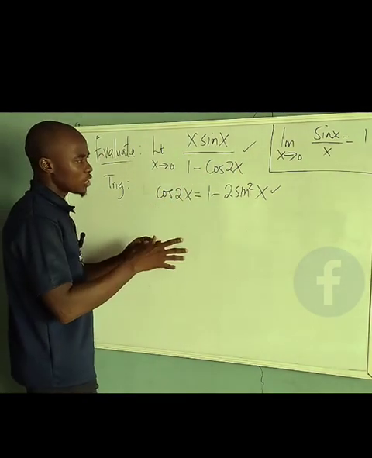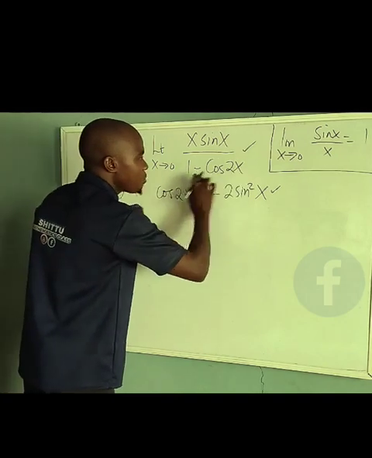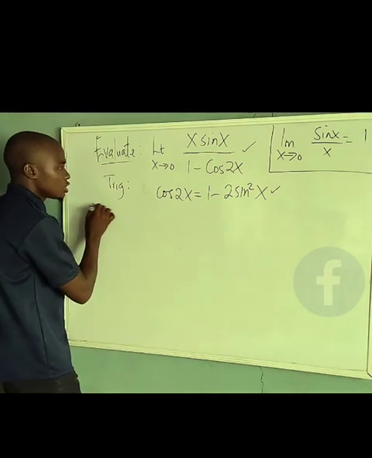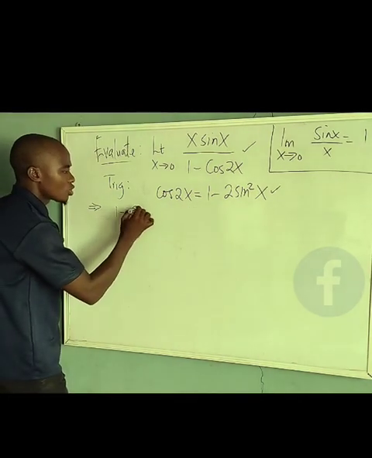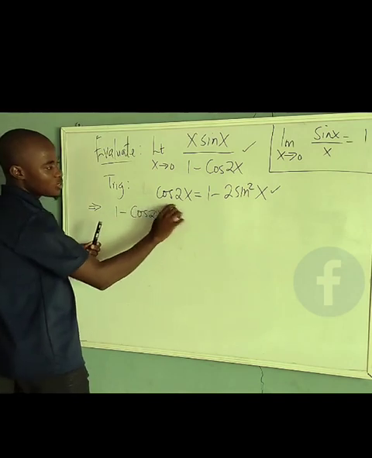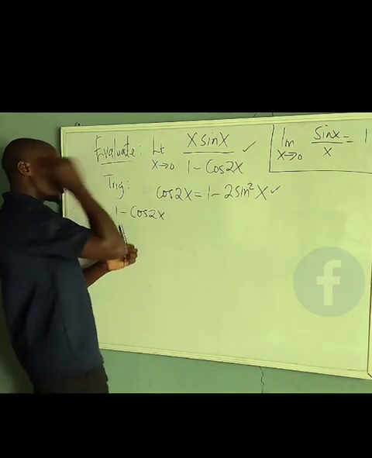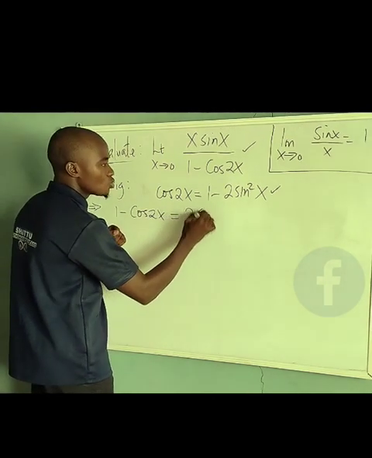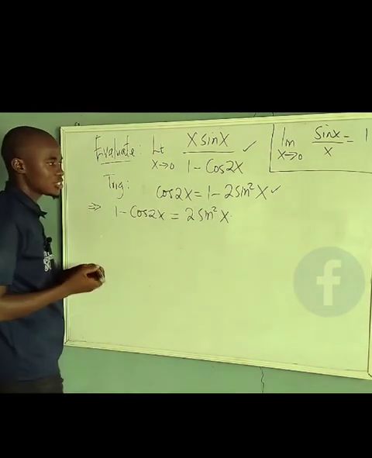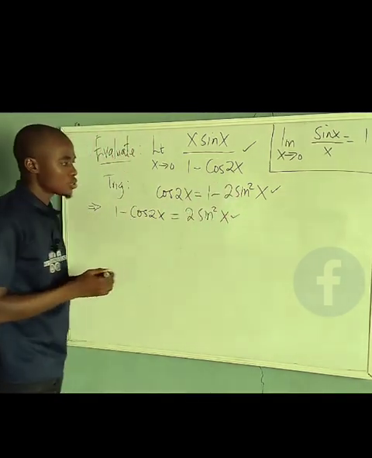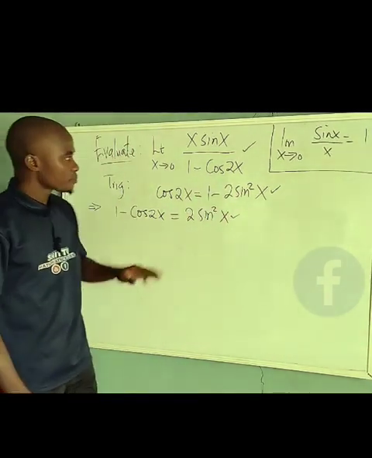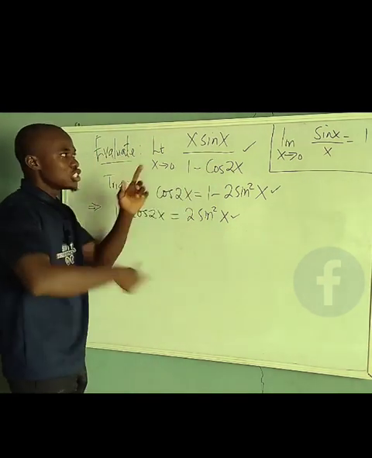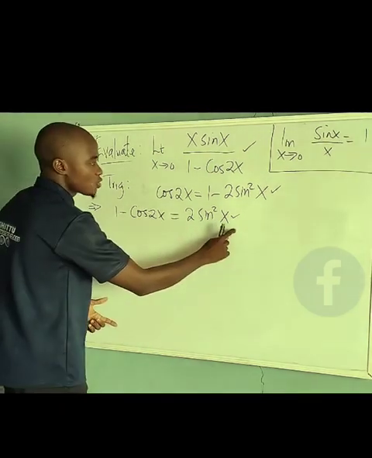Are you getting it now? What we are going to do is make 1 minus cos 2x the subject of the formula from this relation. That is, we send cos 2x to this side and bring the 1 to the other side. So at last, we have 1 minus cos 2x equals 2 sine square x. I want you to keep this one. Whenever you see 1 minus cos 2x in the question given, you replace it by 2 sine square x.